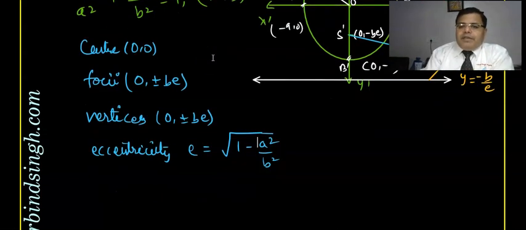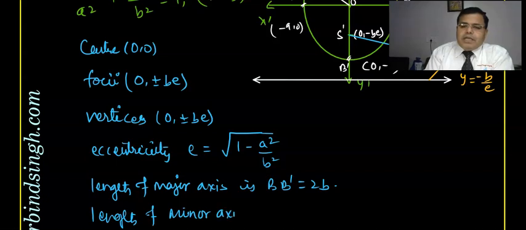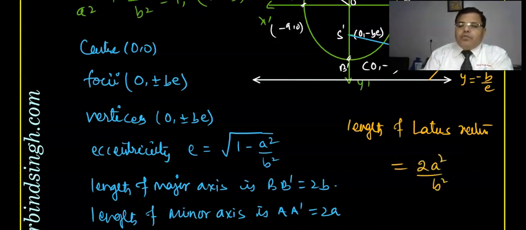So that will be the vertices, length of major axis and length of minor axis. Length of major axis is BB', that is 2b, and length of minor axis is AA', that is 2a. Similarly, length of latus rectum is 2a squared by b; a and b are replaced, 2a squared upon b, that is the length of latus rectum.